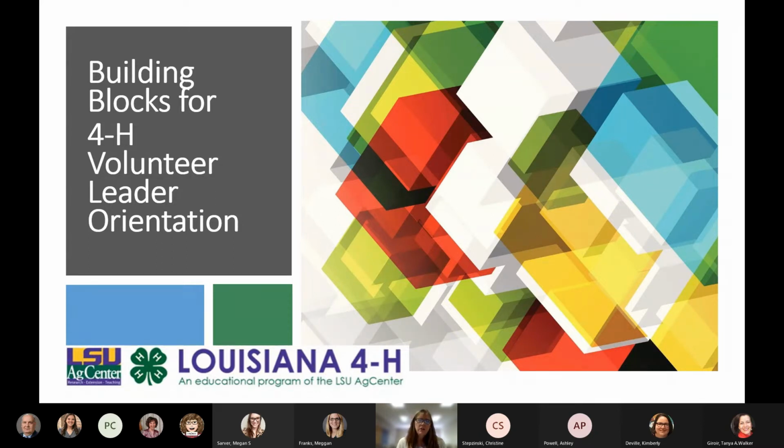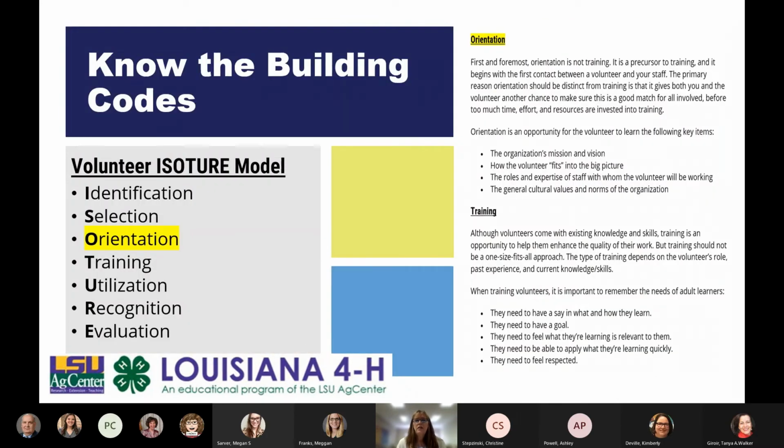But the very first thing that I want to talk about, we're talking about the building blocks for 4-H volunteer leader orientation and some things that you need to think about to build a really great orientation for your volunteer leaders. And just reiterating what Megan has shared with you all, so that when you look at this, it's familiar to you. The volunteer Istour model is the model that we follow with managing our volunteers, and those different sections of that model are listed.